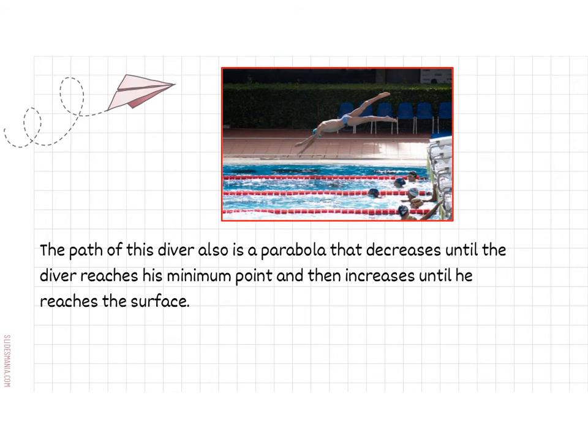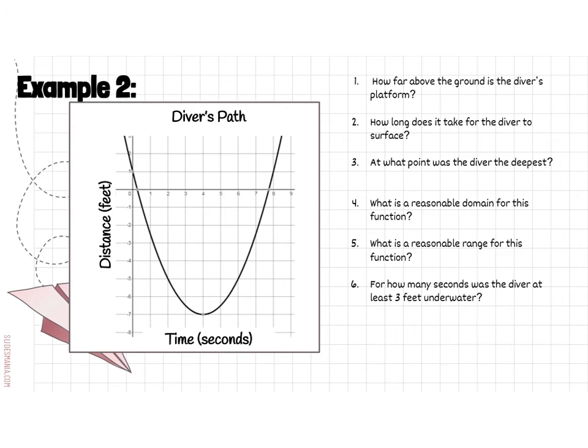All right, so now one more. We have a diver. The path of a diver is also a parabola, only it kind of goes the other way, opens up. The diver dives into the water, goes down in an arc, reaches the lowest point, and then comes back up and touches the surface, okay? So this one I did a graph for. I think this is pretty accurate, at least some sort of diver.